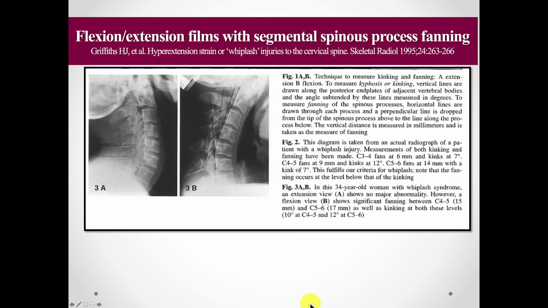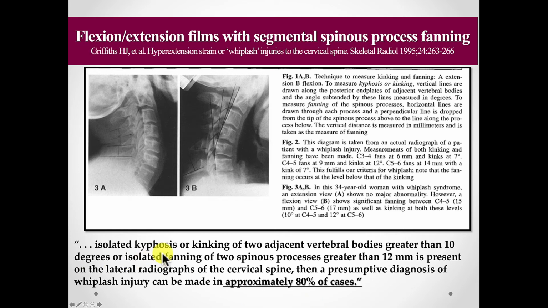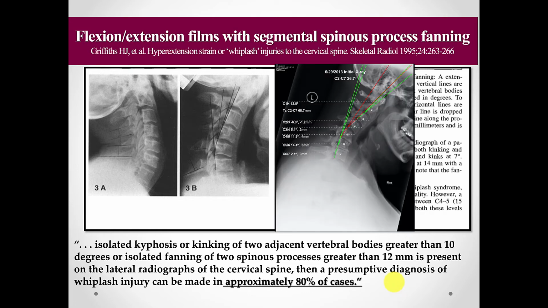Well, even Griffiths and all in 1995 knew of this method of assessment. And so they wrote an interesting paper that shows using a posterior tangent method, an isolated kyphosis or kinking of two adjacent vertebral bodies greater than 10 degrees, or if you measure the spinuses, is present on a lateral radiograph of the cervical spine, it's a presumptive diagnosis of a whiplash injury in approximately 80% of the cases. It's a great paper to have on file. And what I like about that is it's using the posterior tangent method.